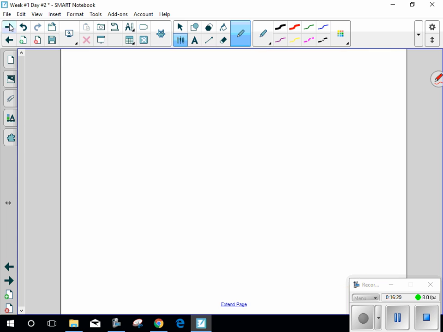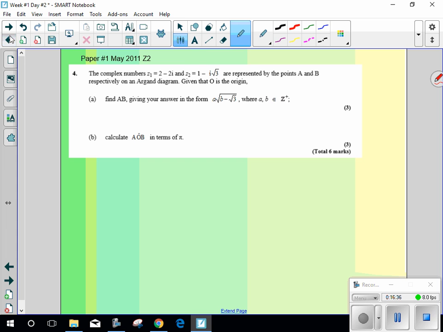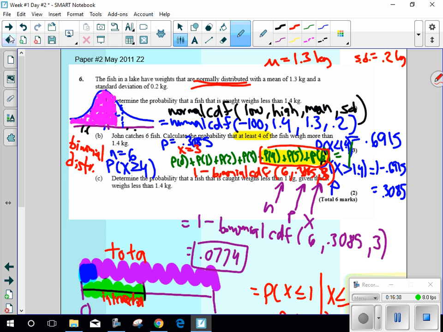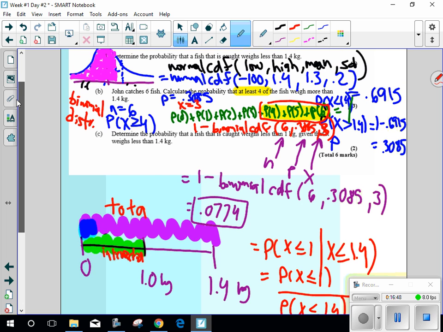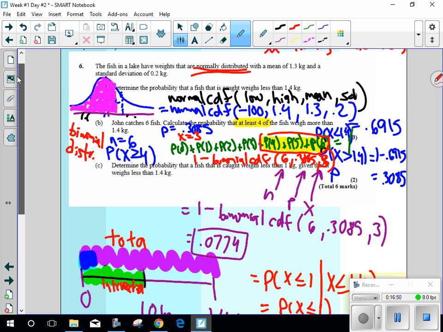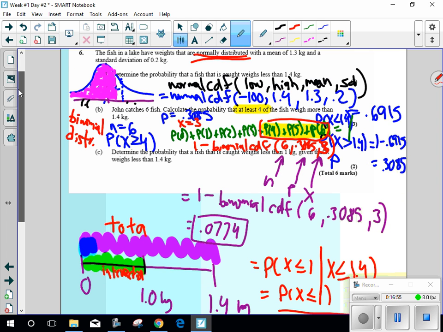Okay, let's check out the answers there. I think it's on day 3. I have the answers for those, but I think that's right. I'm pretty sure that's correct. 0.0966, 0.0774, and what was that first one that we got? 0.6915. And those are two problems to kind of show you what the long problems are going to be like.